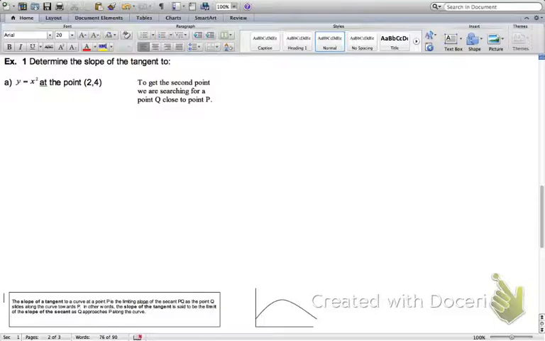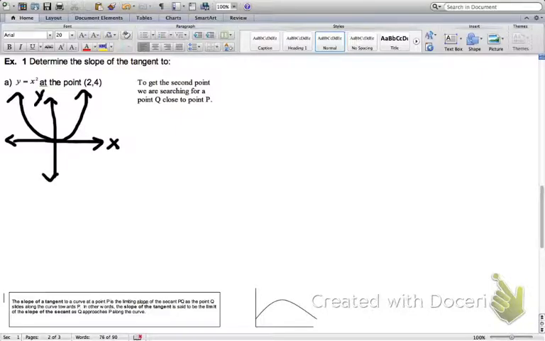We're going to look at our first example. Determine the slope of the tangent to y equals x squared at the point 2, 4. So just for those visual learners, remember when we are looking at y equals x squared, this is just a parabola, a quadratic function that looks like this. We have our x and y axes, and this here is our y equals x squared. We know that we have our point 2, 4, which we will be using.